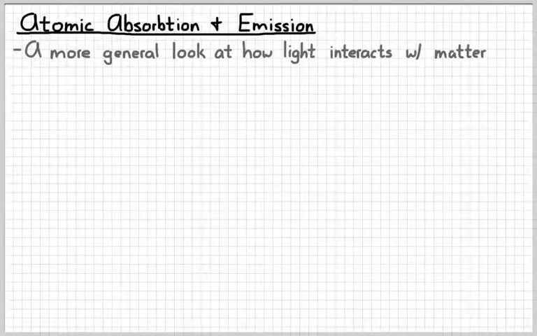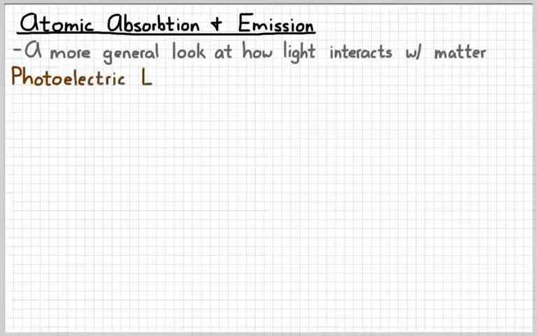Okay, everybody, let us finish off this quantum mechanics unit by taking a more general look at how light interacts with matter. So by the end of this lesson, we should be able to explain how atoms will absorb and emit light based on interactions with the electrons within there.